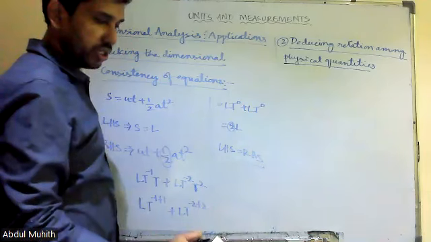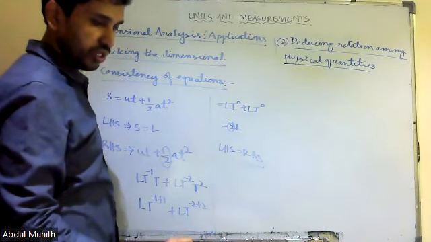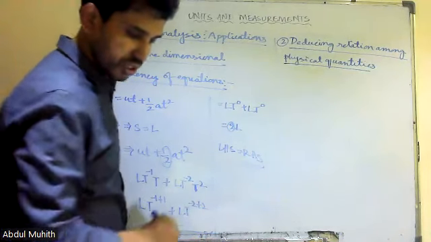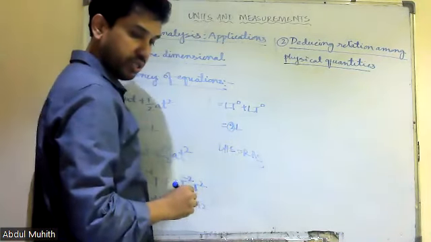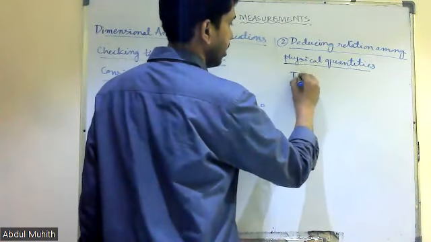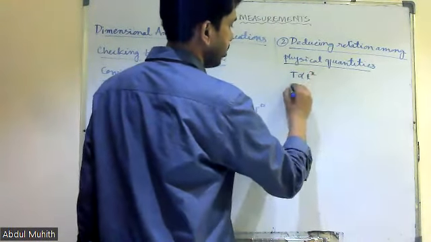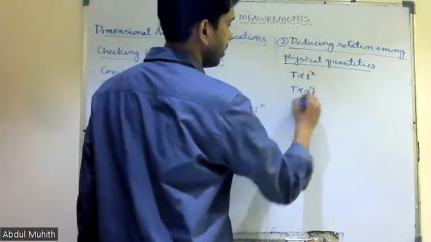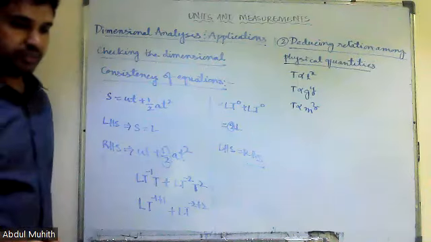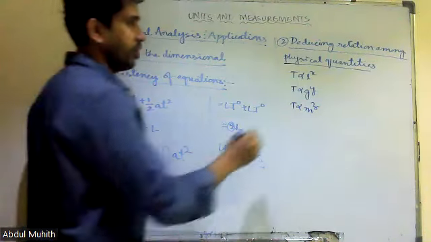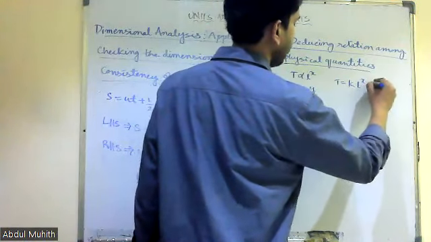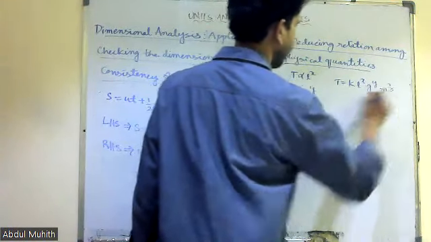Okay, so deducing results among physical quantities. What is the formula now? Here, the time period of a simple pendulum depends upon length, gravity, and mass. He has given the proportionality. So what do we write here? T is equal to K into L power x, G power y, M power z.